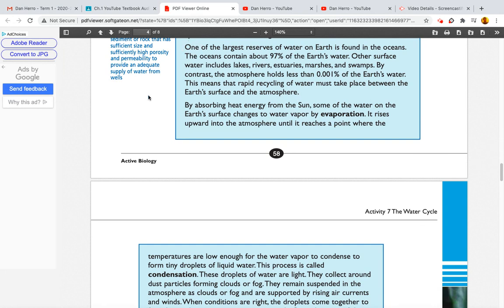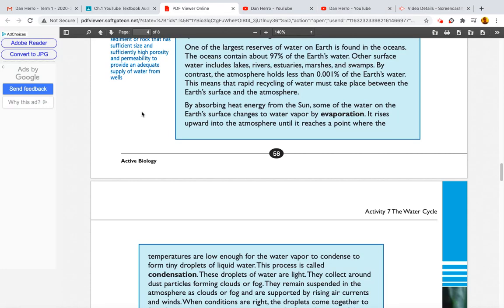One of the largest reserves of water on Earth is found in the oceans. The oceans contain about 97% of the Earth's water. Other surface water includes lakes, rivers, estuaries, marshes, and swamps. By contrast, the atmosphere holds less than 0.001 or 1/1000th of a percent of the Earth's water. This means that rapid recycling of water must take place between the Earth's surface and the atmosphere.